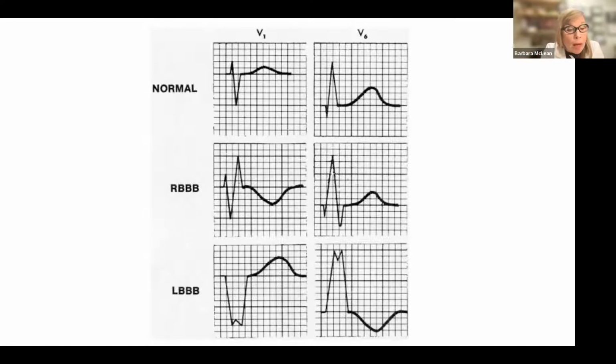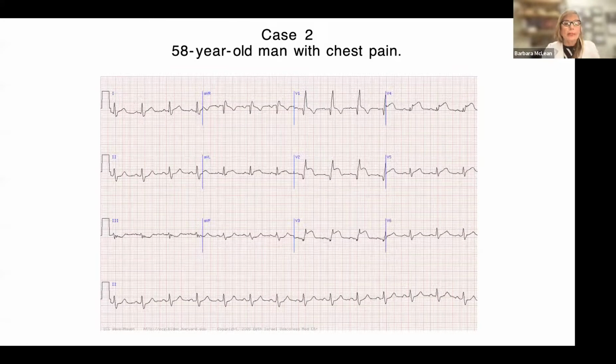Now, whenever you have abnormal depolarization, you will also have abnormal repolarization. Hence, with bundle branch blocks, in the leads you're using to look at the area where there's abnormal depolarization, you will also see abnormal repolarization. So we're going to take a couple looks at it.